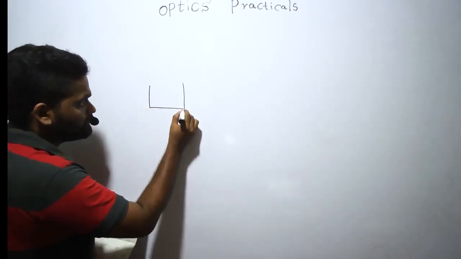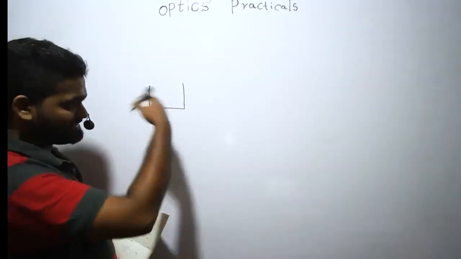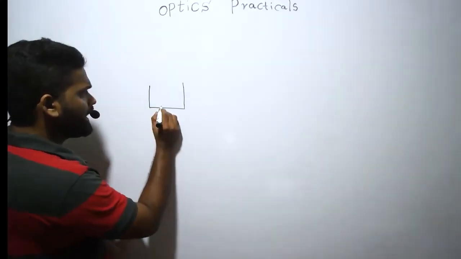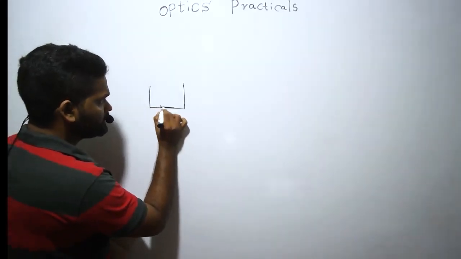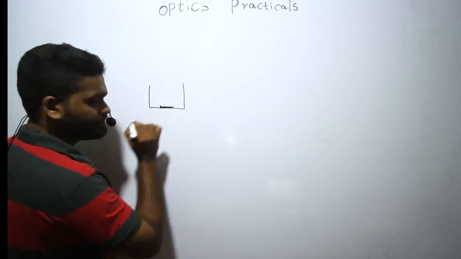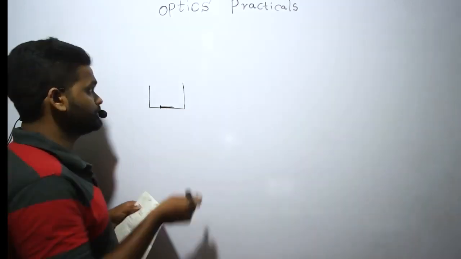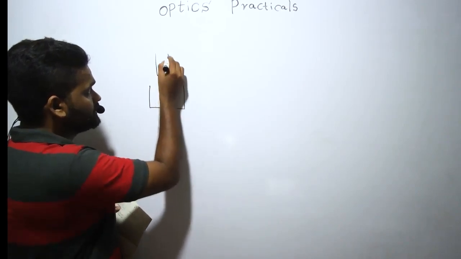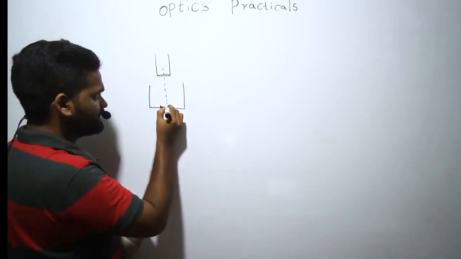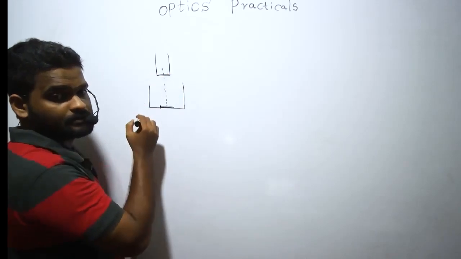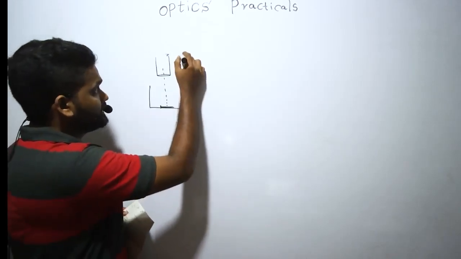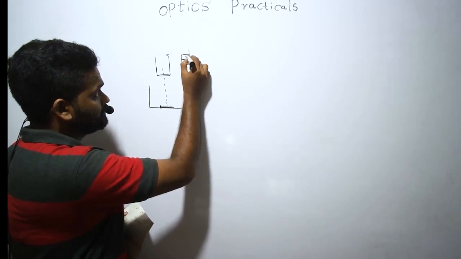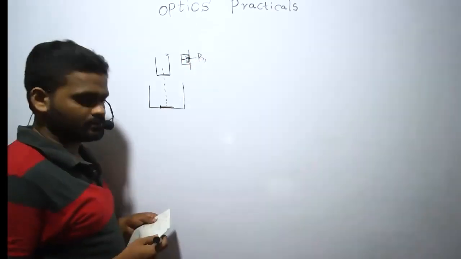So let's say you have a beaker here, right? As I'm drawing, you can take this down. You have a beaker, and at the bottom of the beaker, let's say you have a pin, an optical pin. Then you need to focus. It is the same method, right? Focus the microscope and get the reading from the vernier scale. Let's say that reading is R1.